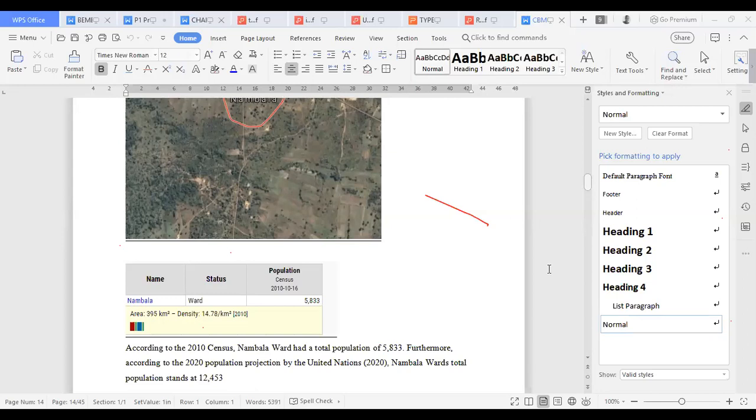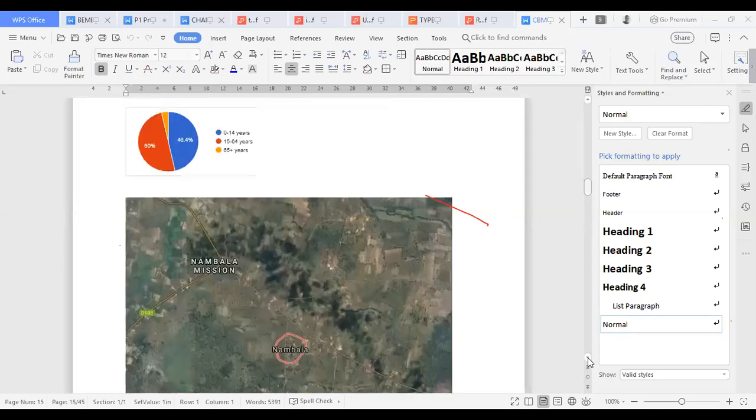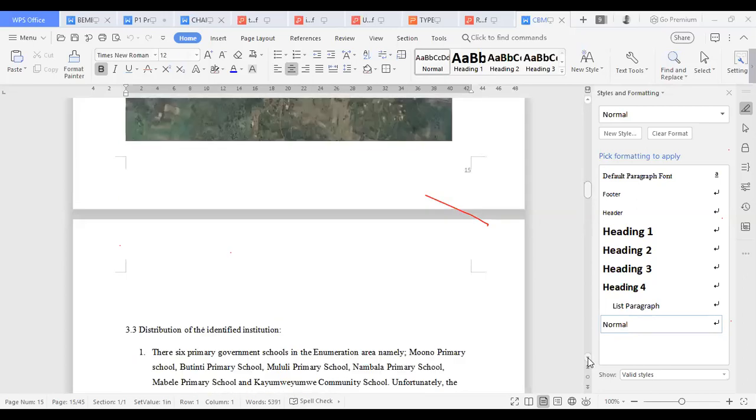This is old data, okay? So if you read down here, it's saying according to the 2010 census, Nambala ward had a total population of 5,833, but according to the 2020 population projection by the UN, Nambala ward's total population stands at 12,453. So you need to be very accurate in the way that you present this data, okay? So yeah, those are just maps.